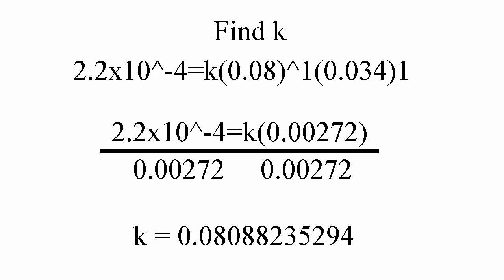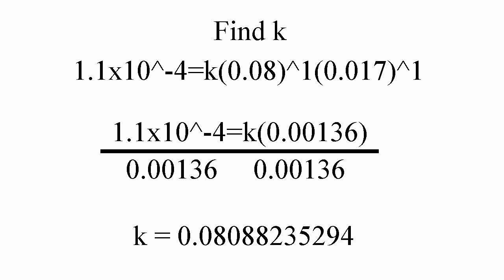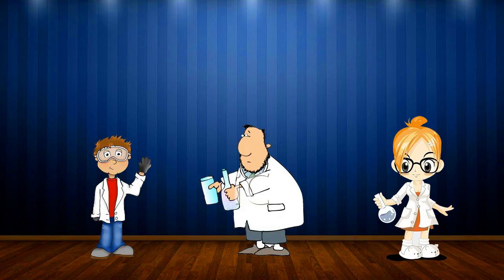Now we shall get the value of k. We substitute the values we got from solving x and y into experiment 1. We shall also test for the other experiments. Now we got the value of k as 0.08088235294.